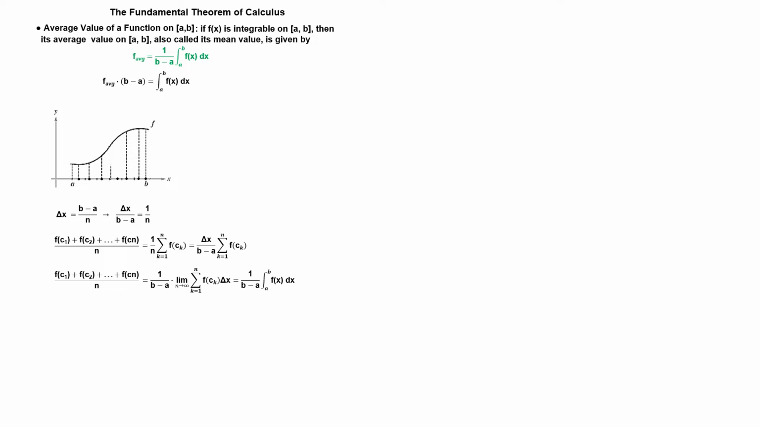Thus, the average value of a function is given by the following. If f is integrable on [a, b], then its average value on [a, b], also called its mean value, is given by this formula. This means that the average value of a function is the definite integral divided by the width of the interval. If we multiply both sides of this equation by b minus a, the left side becomes the area of a rectangle. We can interpret the result in another way.